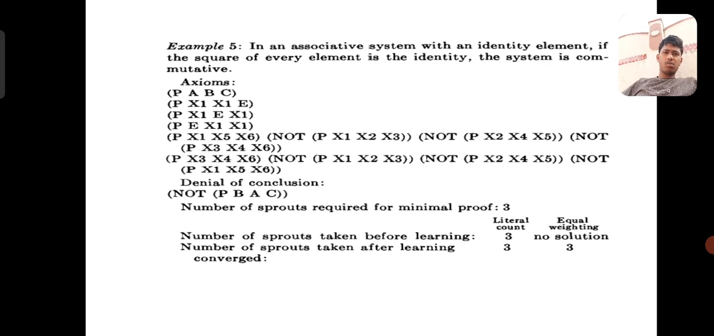In conclusion, the number required is the minimal of 3. The number of spoils taken before learning, with learning the literal count, equals 3. The number of solutions is 3, and the number of spoils taken with learning converge is 3, equal to no solution is 3.